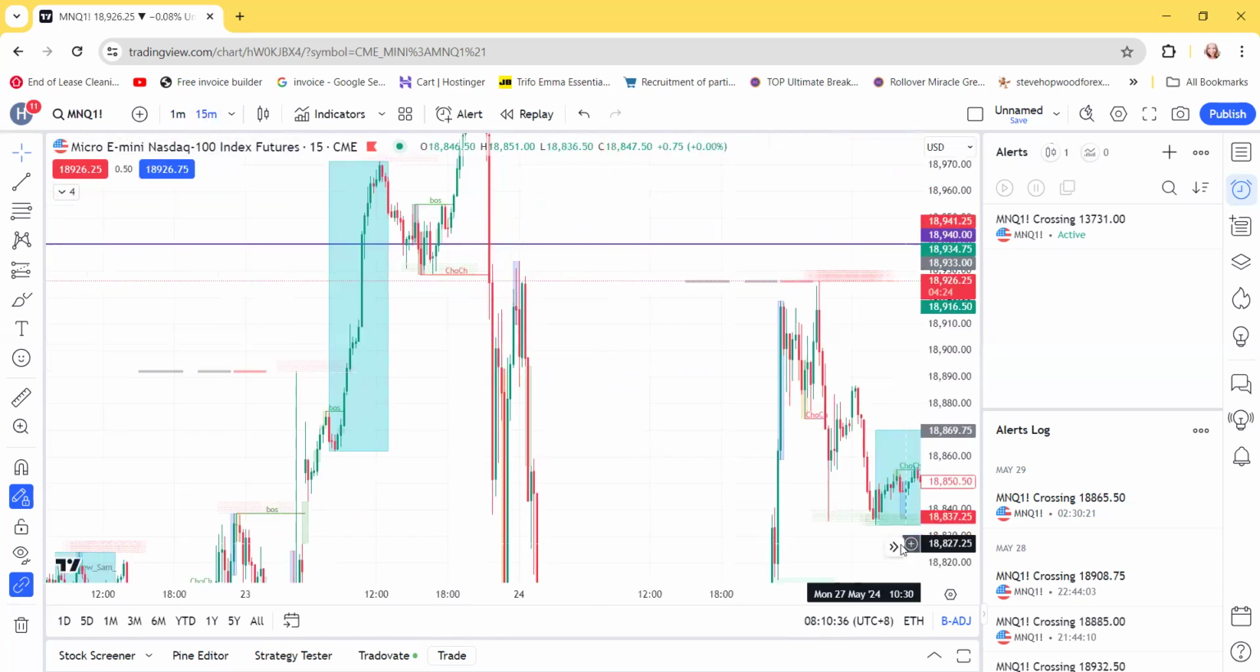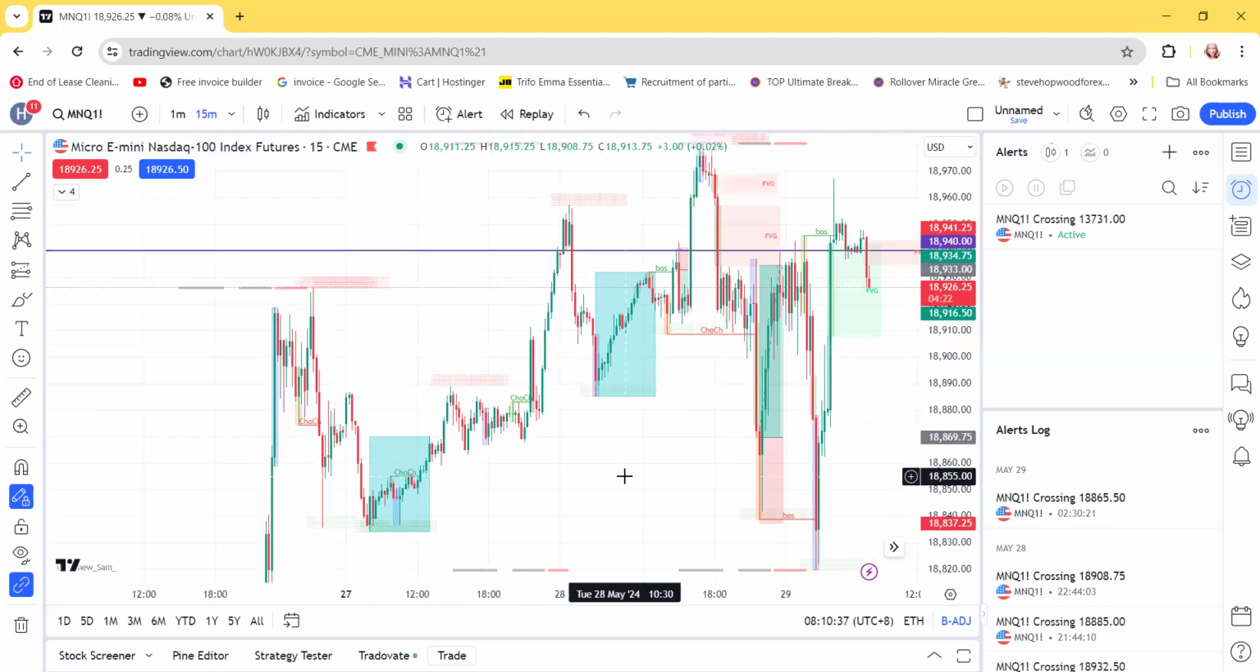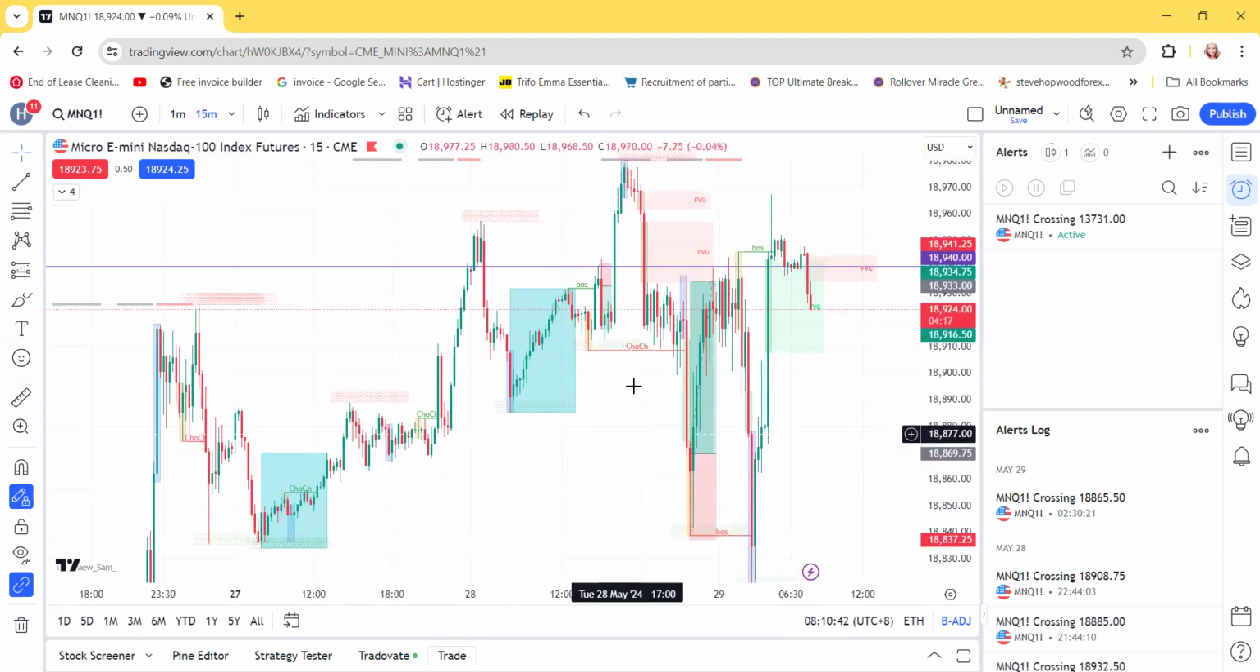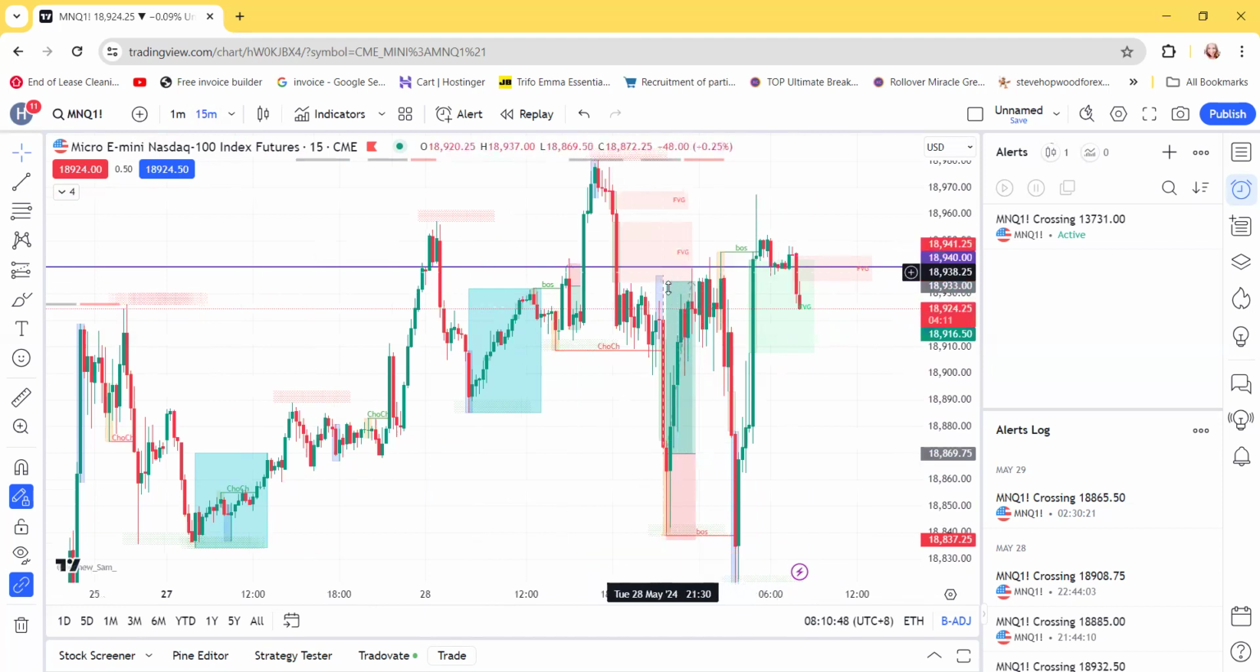So if we have a look, let's move this. We had this huge bearish FVG here, right? So I knew, well, not knew, but it was high probability that price would be magnetized towards that FVG. And as you can see, that's what's happened. We've bounced off it a few times, taken this liquidity in this area.